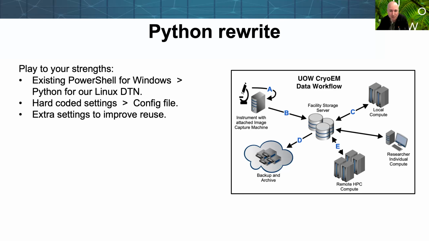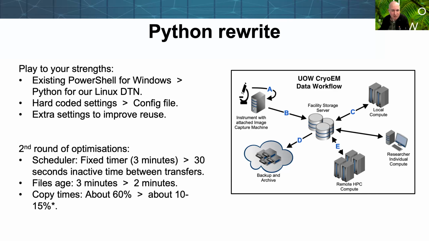So we wanted to pull some of those things out into a separate config file just to make it easy to change settings. And we're also wanting to potentially reuse this to do the step D in that diagram, the backups, which at that point in time was still a manual process, and being able to automate that would be very beneficial.